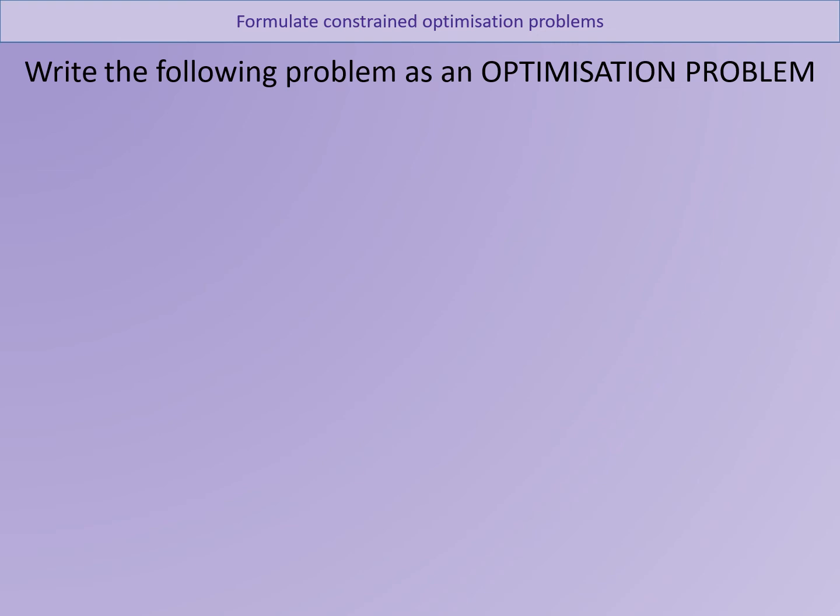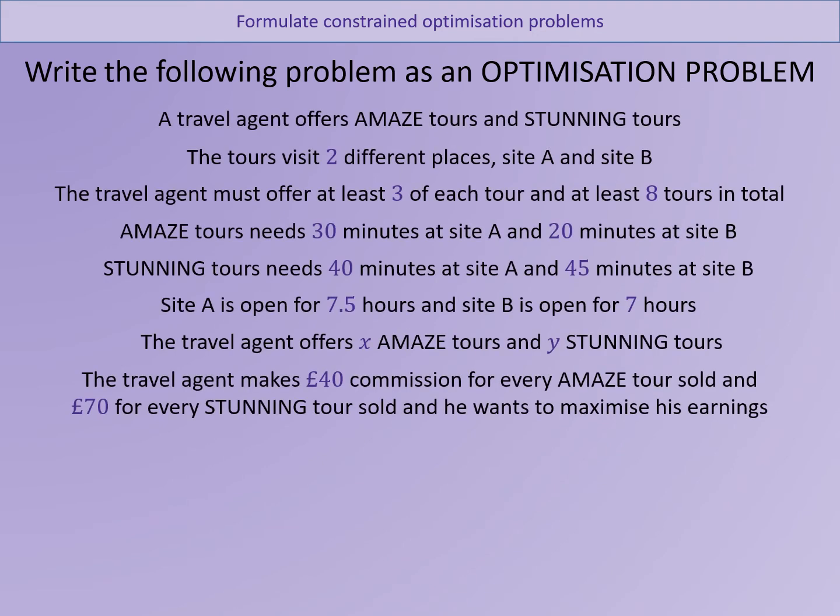So we're going to look at this problem here. This is the travel agent offering amaze tours and stunning tours. We can see in the second from last line that X and Y have already been defined. X is the number of amaze tours, Y is the number of stunning tours. So we don't need to define that again. However, if that line wasn't given, you would need to define X and Y yourself. Pause the slide now and write down the constraints. Also write down the objective line, which is the thing that we are trying to maximise.